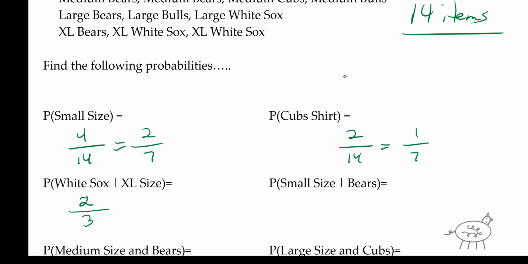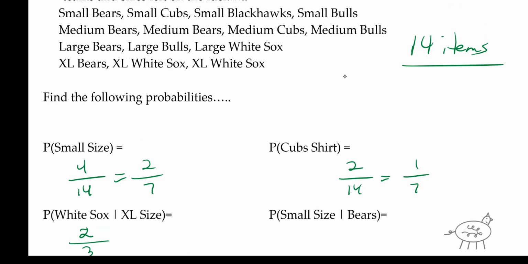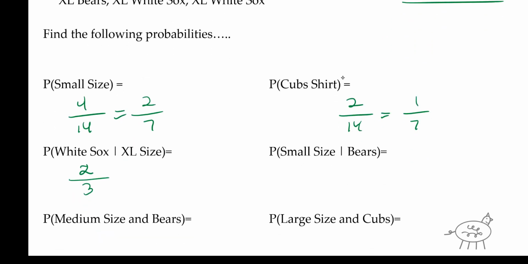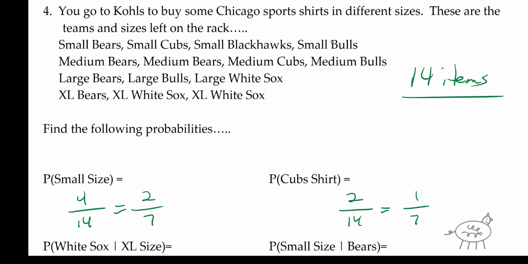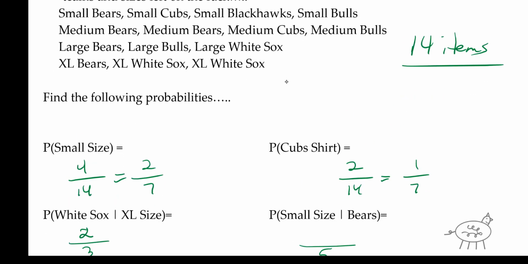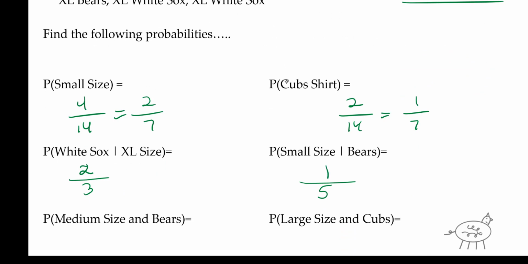Okay, what's the probability of a small size given that it's Bears? Okay, a Bears shirt. So how many Bears shirts are there? There's 1, 2, 3, 4, 5, I believe. Right? Am I good here? 1, 2, 3, 4, 5. Yep. So there are 5 Bears shirts. And how many small Bears shirts are there? 1. So it's 1/5. Okay, these are easy problems, just looking at that chart.